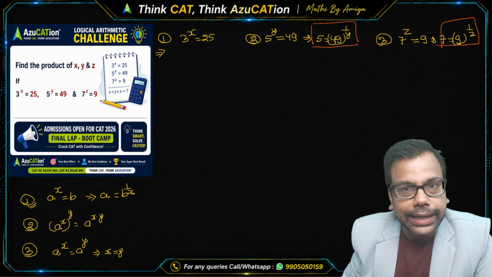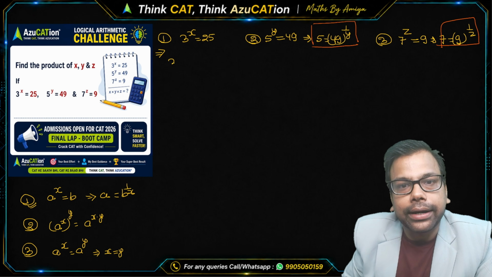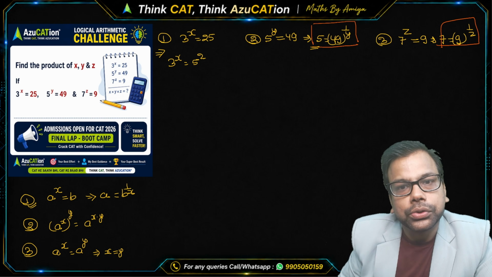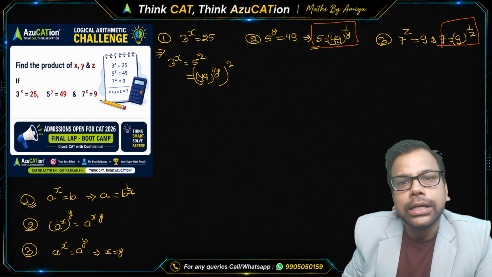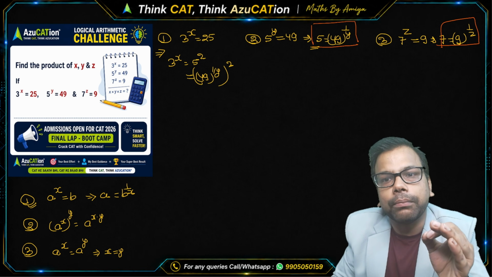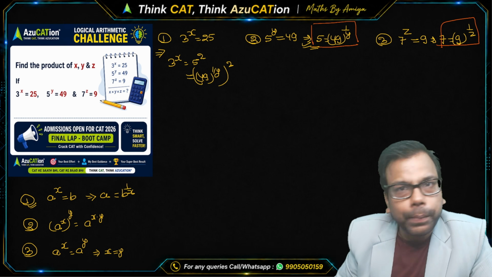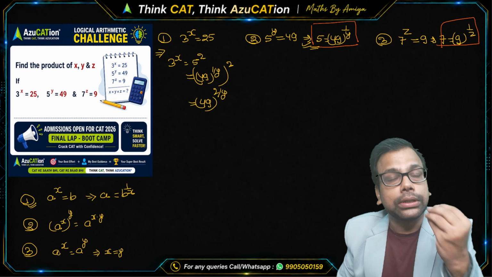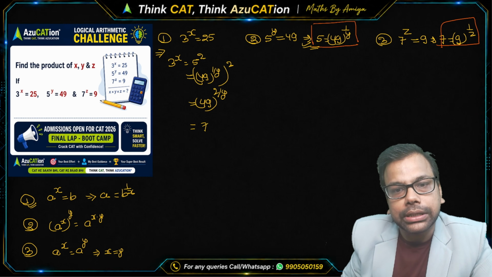If 3 raised to power x is equal to 25, then we can write 3^x is nothing but 5 squared. Now use the value of 5 in this equation. The value of 5 is 49 raised to power 1 by y, and then the square. So we substitute the value of 5 from condition number 2. Let's open the bracket. So we have 49 raised to power 2 by y. Now 49 is nothing but 7 square. So we have 7 square raised to power 2 by y.